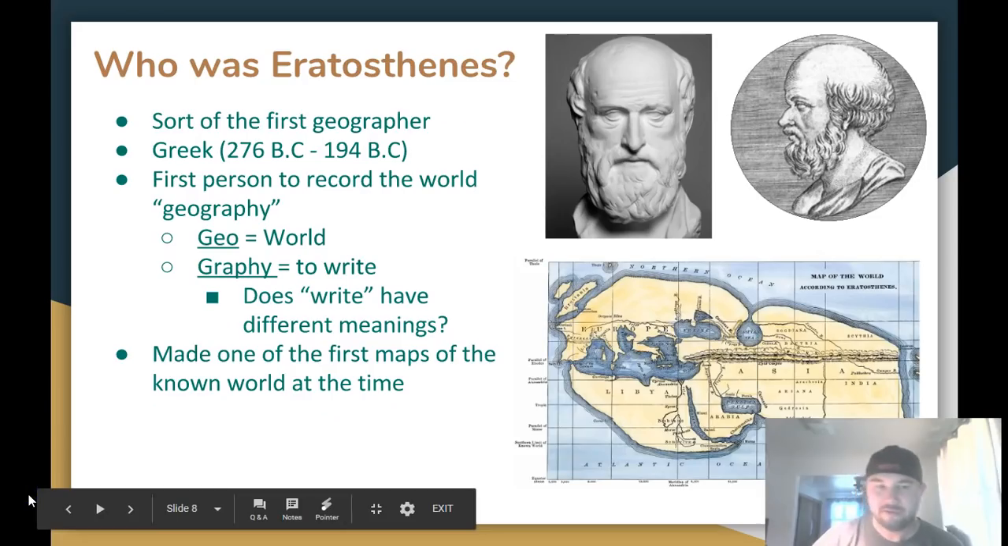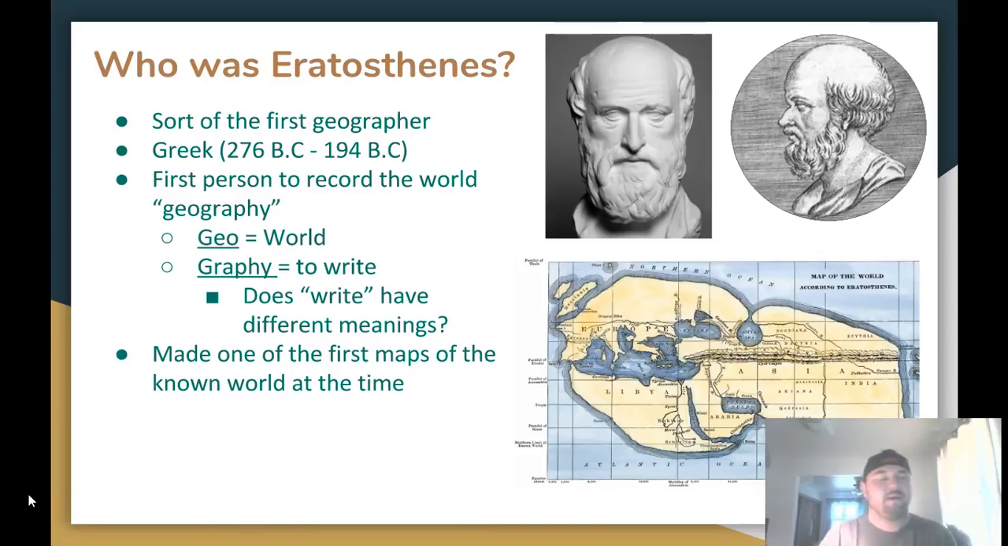The father of this geography thing is going to be Eratosthenes. Basically, he's considered the first geographer because he came up with the term geography. Simply keep on remembering, geo means world and graphy means to write. So together, you're going to be writing about the world or studying about the world.